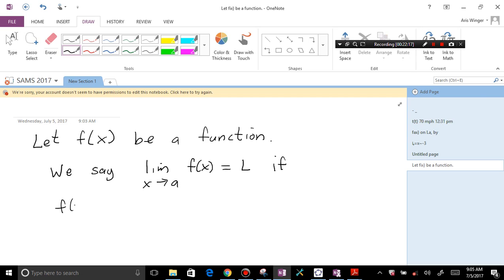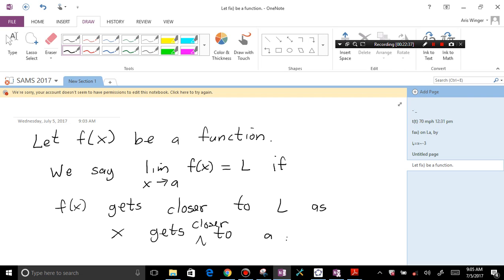If f of x, don't write this one, gets closer to L as x gets closer to A. Now, this is a definition, in quotes. Okay.